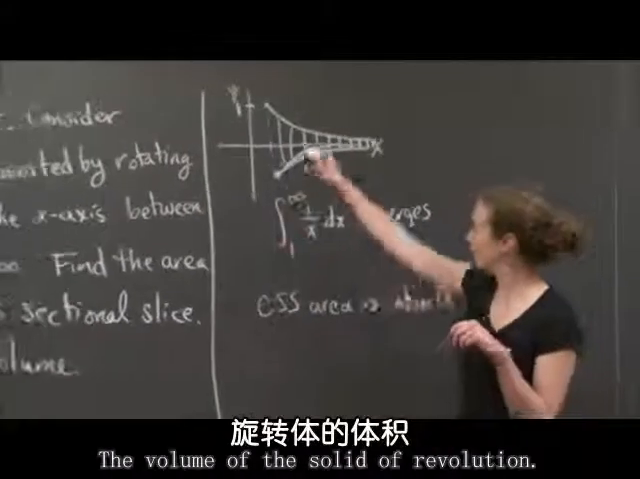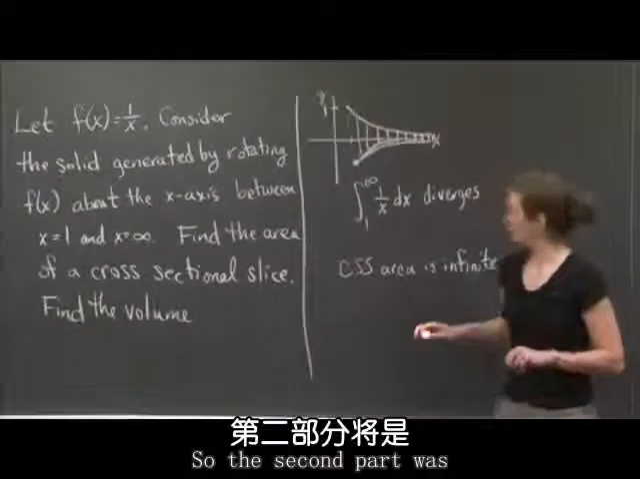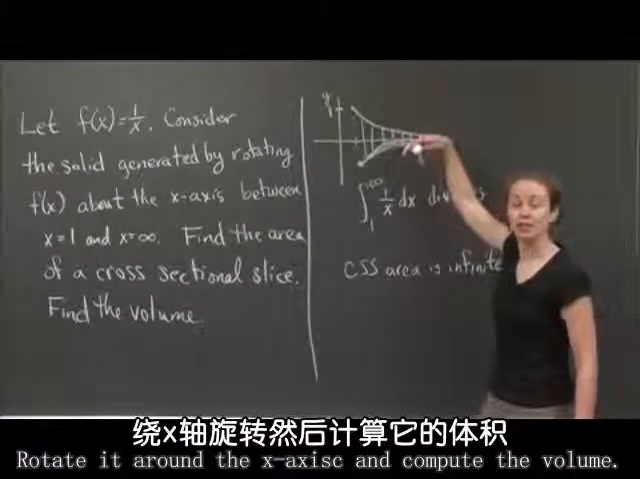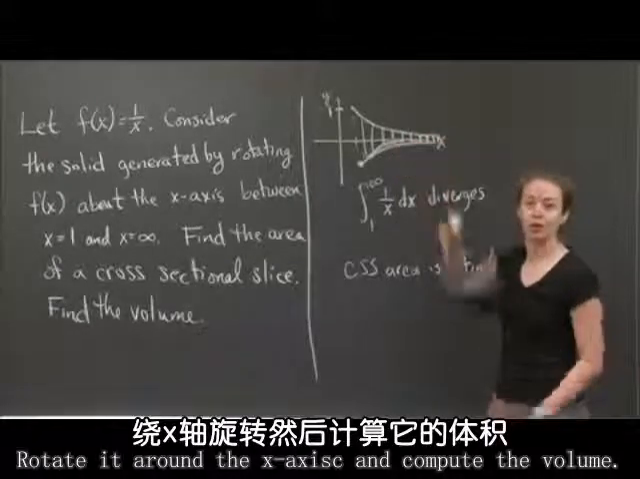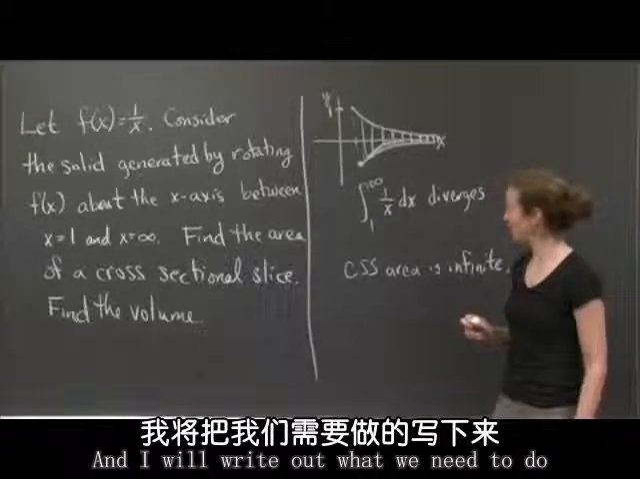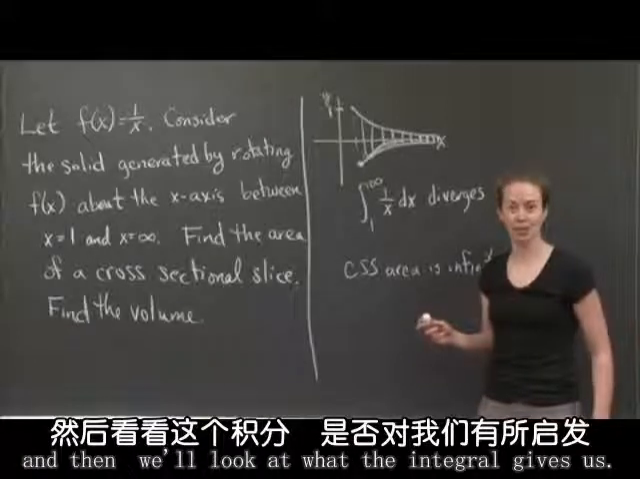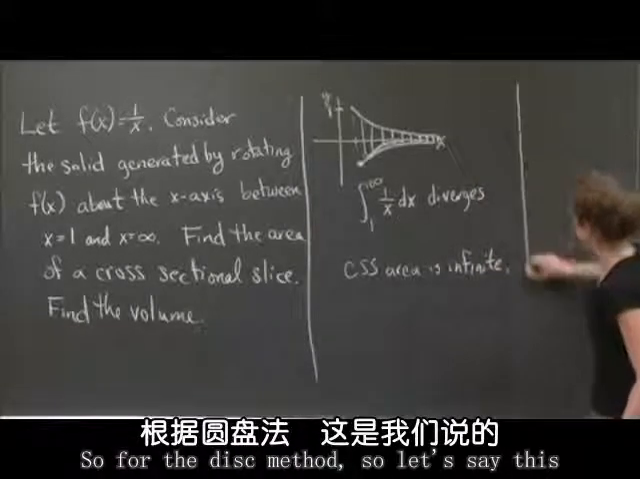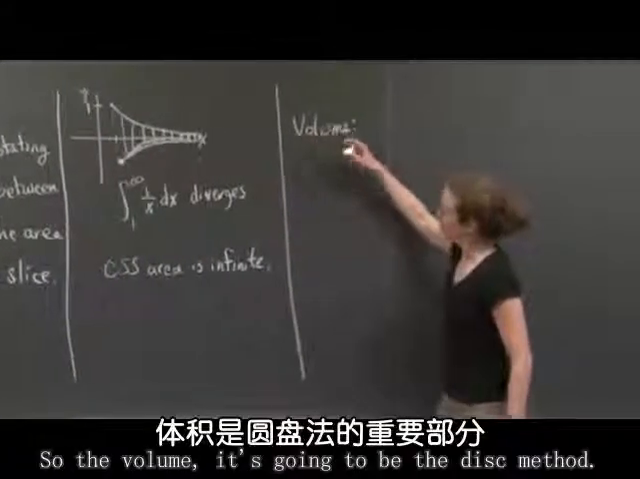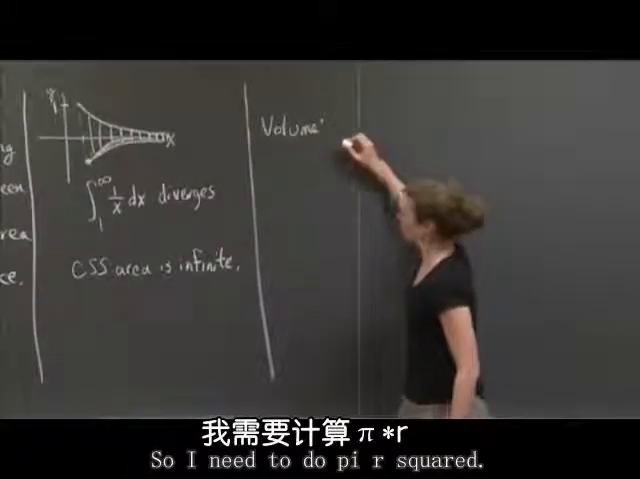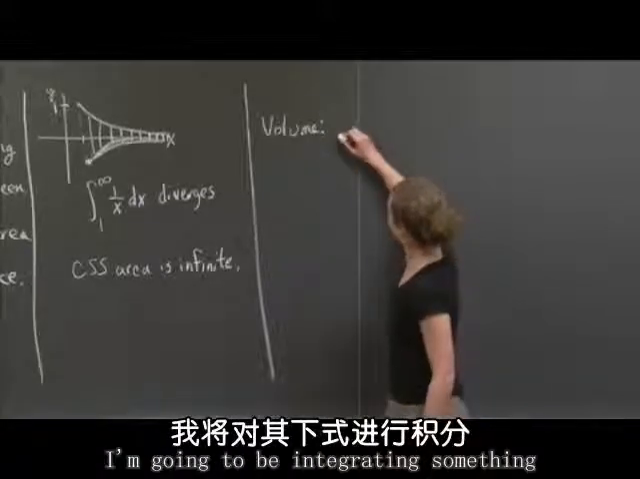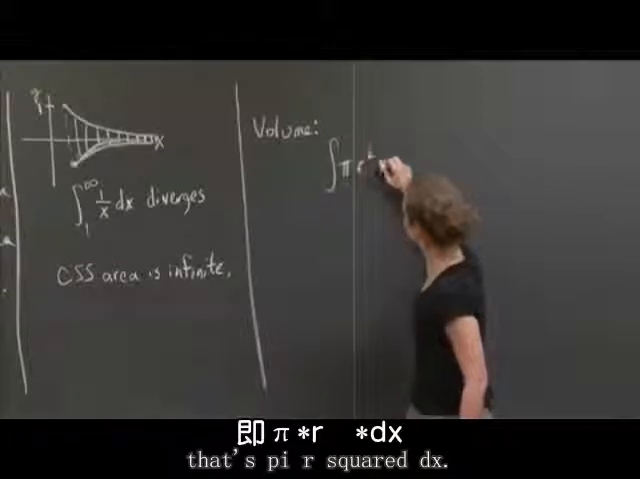The other part is to find the volume of the solid of revolution. So the second part was take this piece from 0 up to f of x, rotate it around the x-axis, and compute the volume. Now we know how to compute the volume. This is the disk method I'm going to use here. So the volume is going to be the disk method, so I need to do pi r squared. In this case, I'm integrating from 1 to infinity, so I need pi r squared dx.